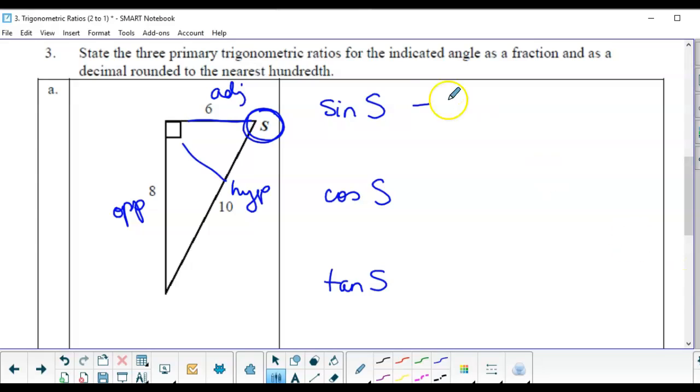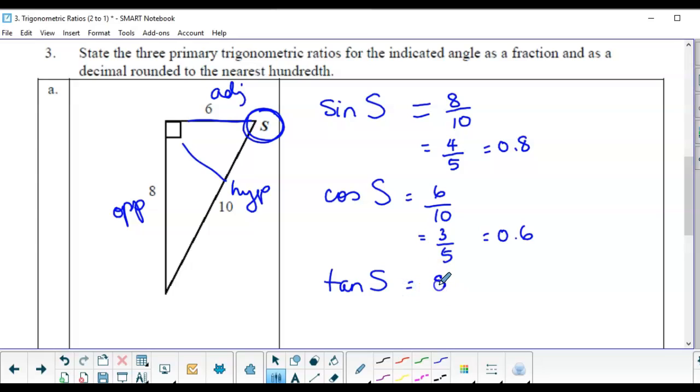Okay, so sine of S is opposite over hypotenuse. Reduce that, that's going to be 4/5, and that's equal to 0.8. Cosine is adjacent over hypotenuse. That reduces to 3/5, so that's 0.6. And tan is opposite over adjacent. Reduce that, and that's 1.3 repeating. Actually, rounding that, that would be 1.33 if you're rounding to the nearest hundredth.